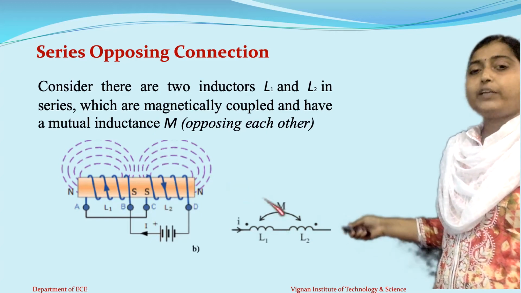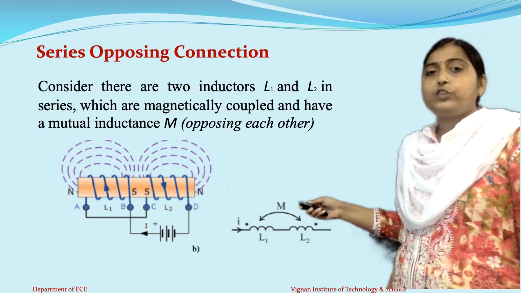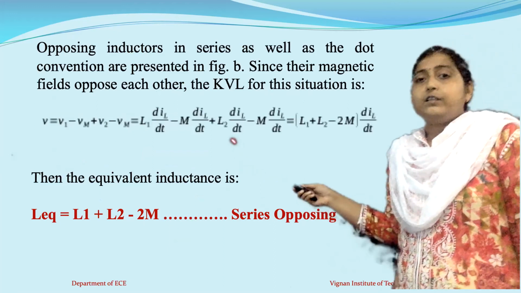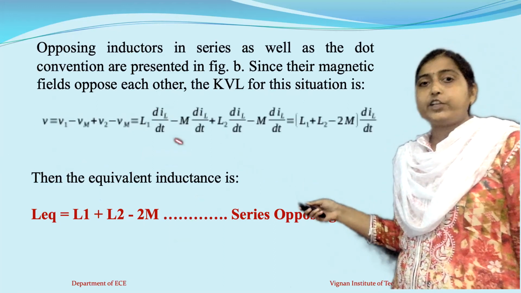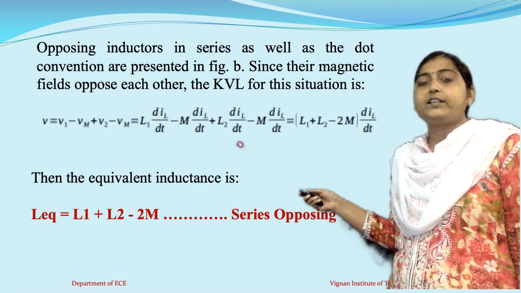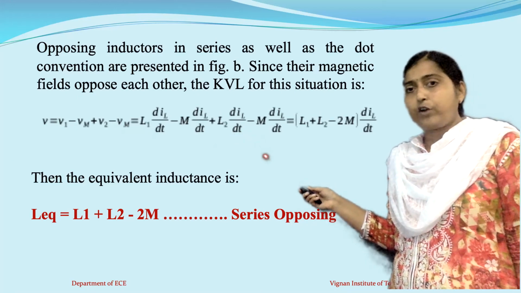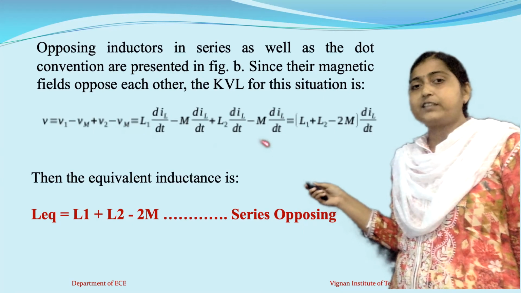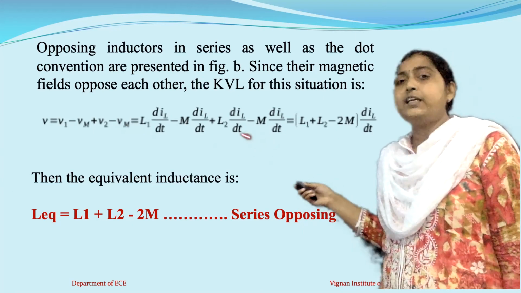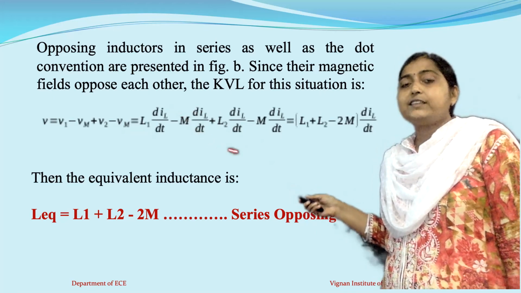So this combination we call the series opposing combination. For series opposing combination, again we will apply KVL to the circuit. If we apply KVL here, the polarities of the mutual inductance should be taken as negative, because according to dot convention, the dots are placed such that for one coil the current is entering, whereas for the second coil it is leaving. So for mutual inductance, the polarities are written as negative here.